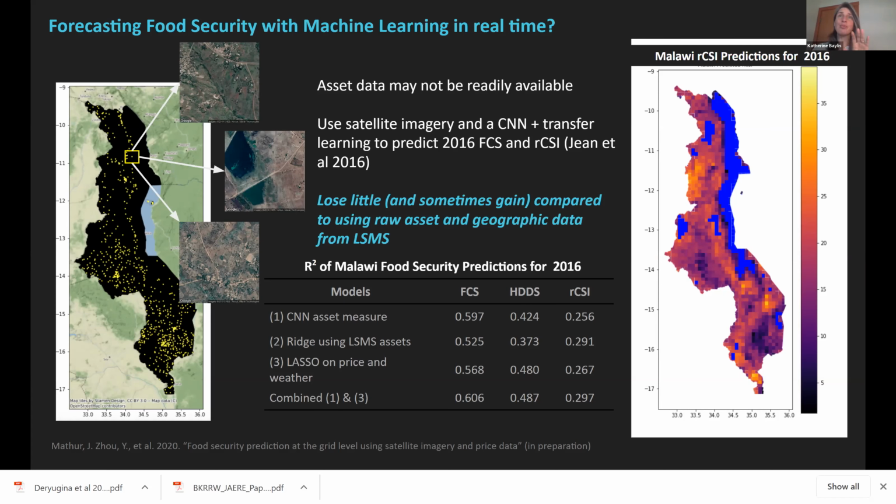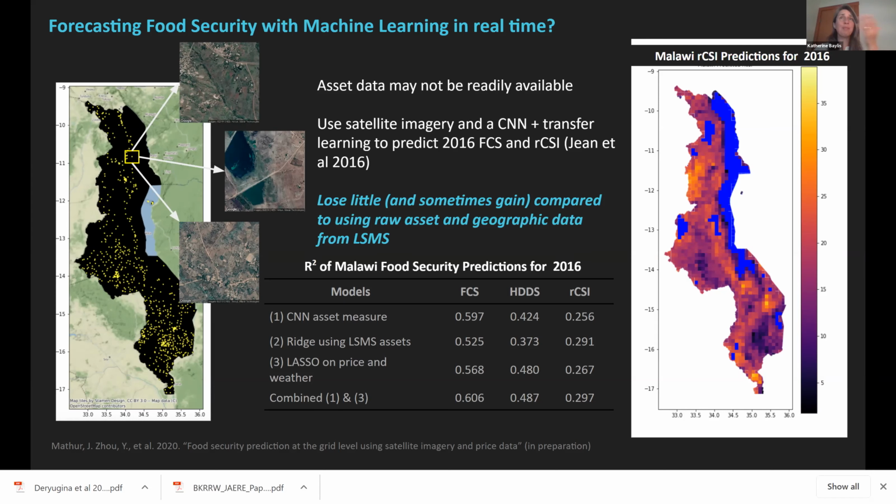trying to use satellite imagery to predict essentially the asset measures we have in these survey data, and then combine those predicted asset measures with other data that we can get from secondary sources that are updated regularly, like local prices, and say, all right, if we put those things together, can we improve our food security prediction? And the punchline is yes.